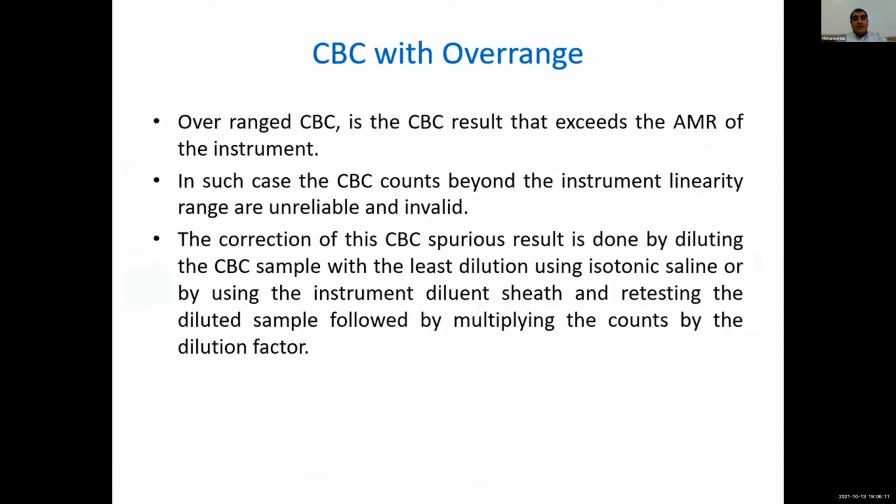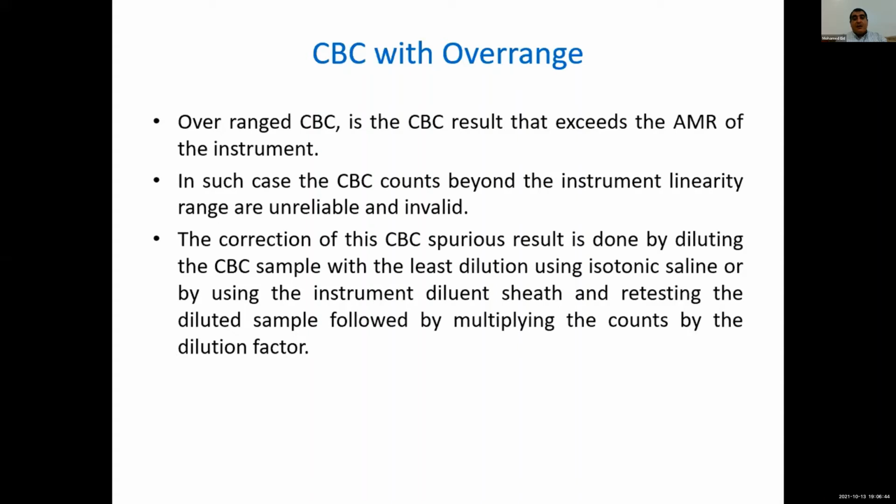The last condition here is when we have a CBC with overrange. Overranged CBC is a CBC result that exceeds the analytical measuring range, or AMR, of the CBC analyzer or the instrument. In such a condition, it is very important to diagnose, and we have to correct the result before reporting the result coming from the analyzer.